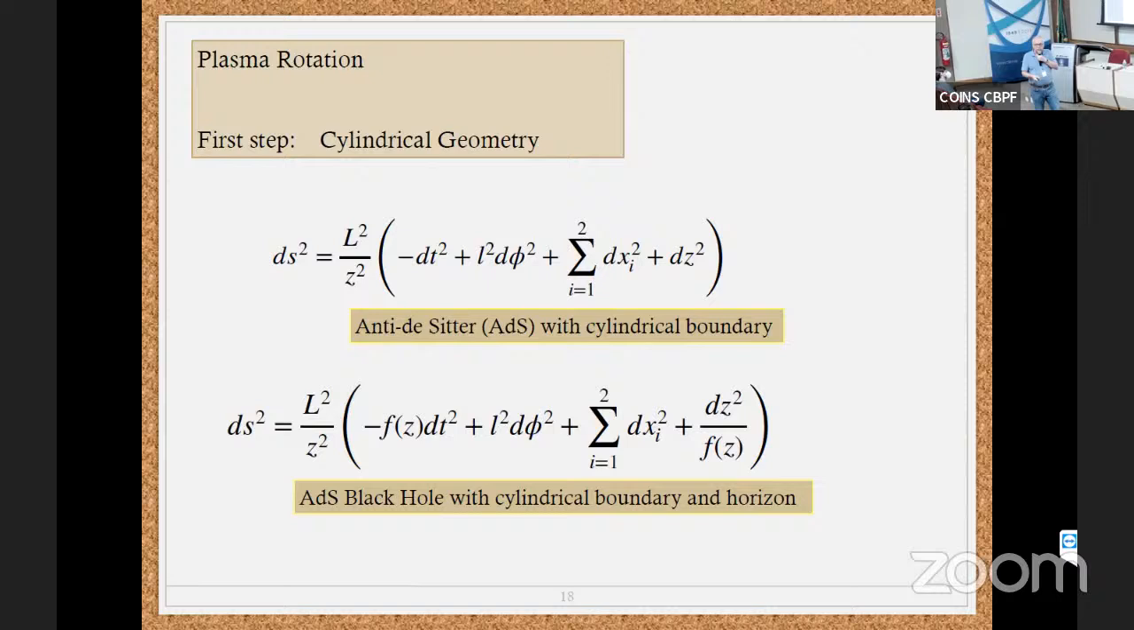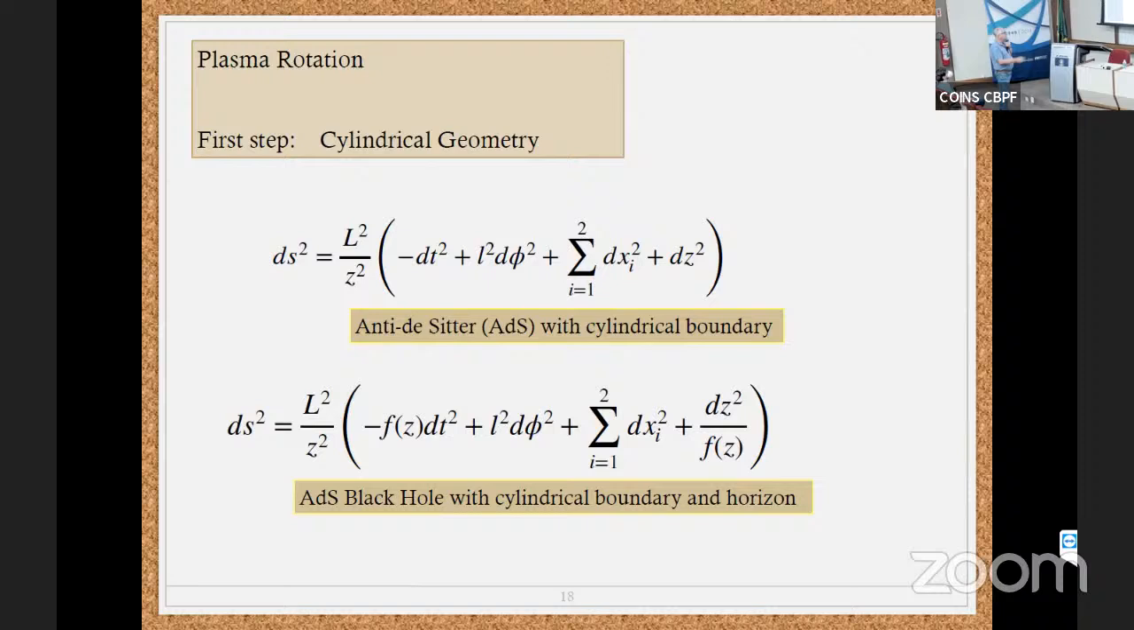But in the same way as is the case of the magnetic field, this is not exactly the situation in the plasma, where the rotation and magnetic fields are not uniform, okay? But we look at the uniform rotation.